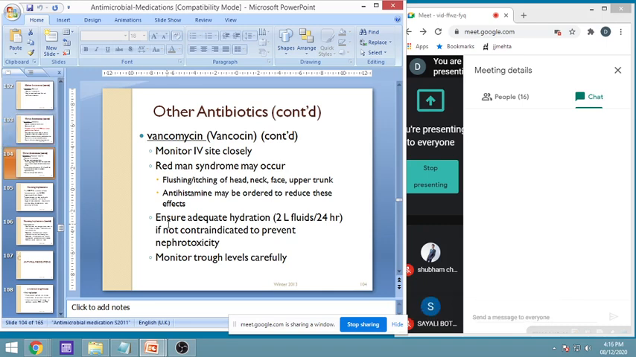All this we'll learn in a topic in 5th year. That is what we call therapeutic drug monitoring, where there are some drugs which are very important. Their concentration has to be monitored. So this is one of the drugs where trough concentration has to be monitored.